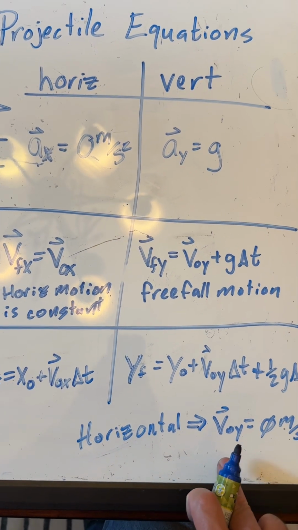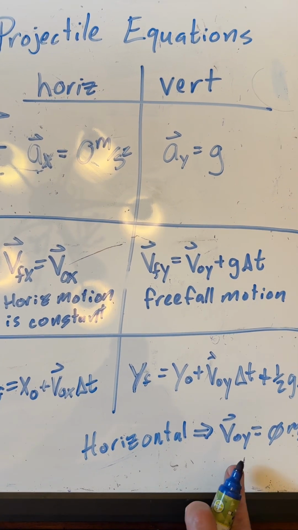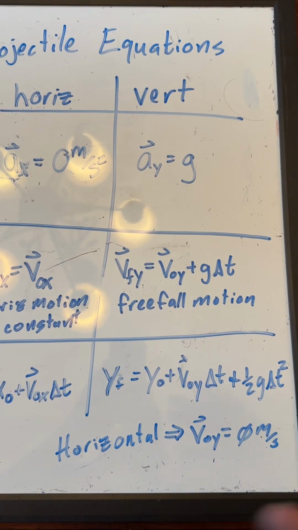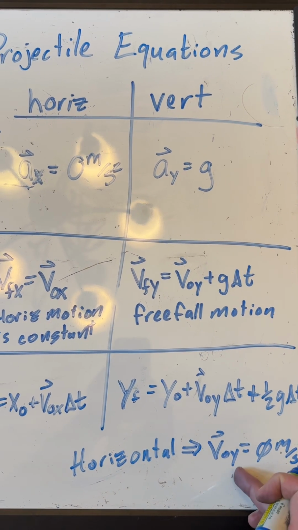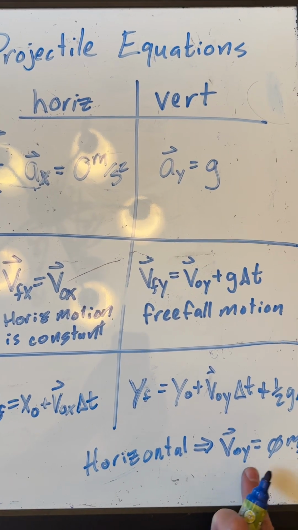Now, as soon as that projectile leaves whatever's projecting it, it is going to start to accelerate downward, so that v y is not going to stay 0. If it did, then it would just float above the ground. So there we go.